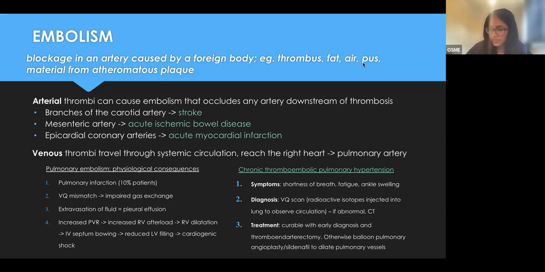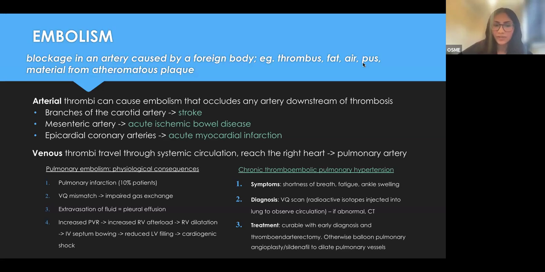So in the arterial system, thrombosis will cause embolism further downstream from the initial artery where the thrombosis happened. So when this happens in the branches of the carotid artery, you have stroke. If it's in branches of the mesenteric artery, you get acute ischemic bowel disease. And if it's in the coronary arteries, you get acute MI. So you can expand on any of those for clinical marks.